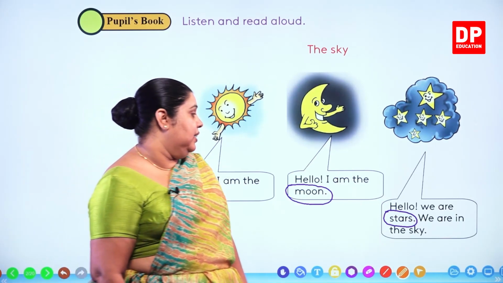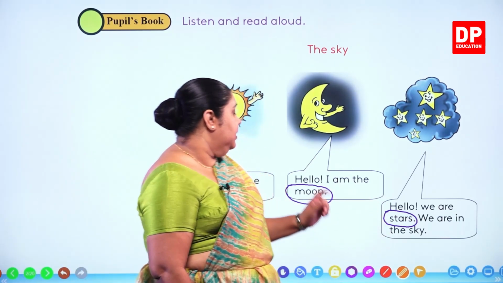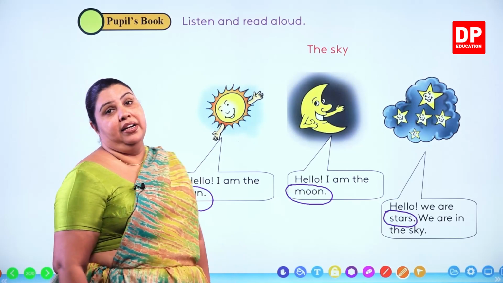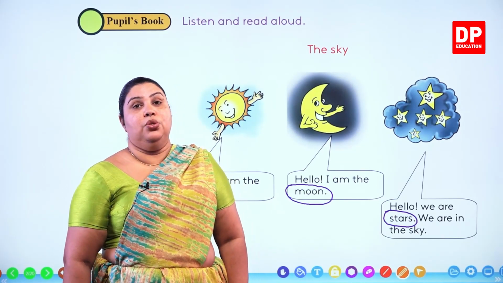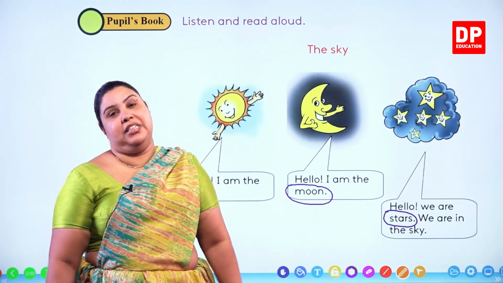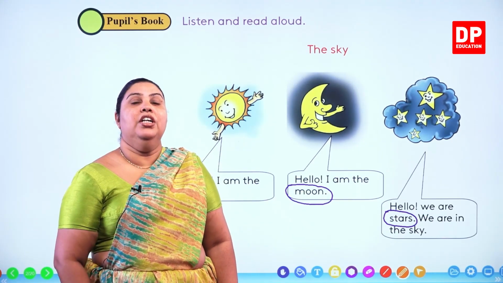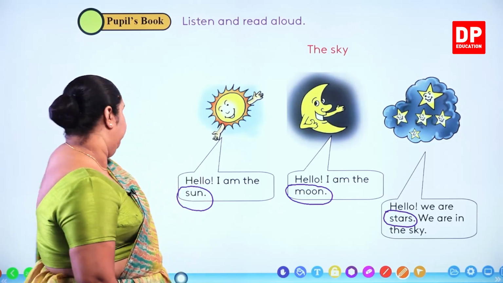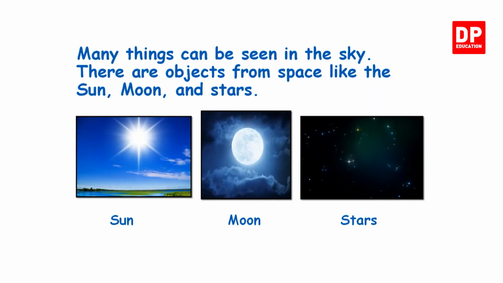S-T-A-R-S. Stars. Stars, moon and sun. They are in the sky. So today we are going to talk about the beautiful sky. So let's move on to our next slide. Many things can be seen in the sky.